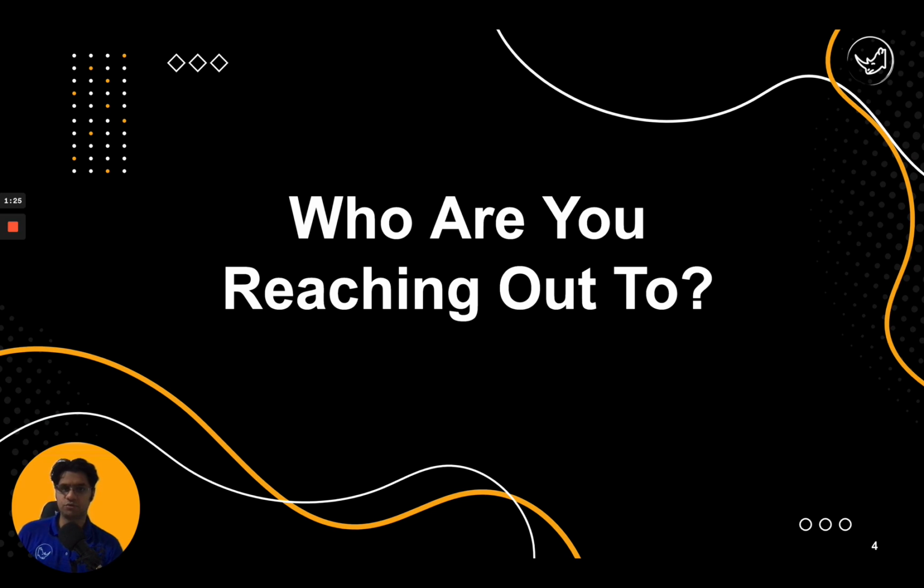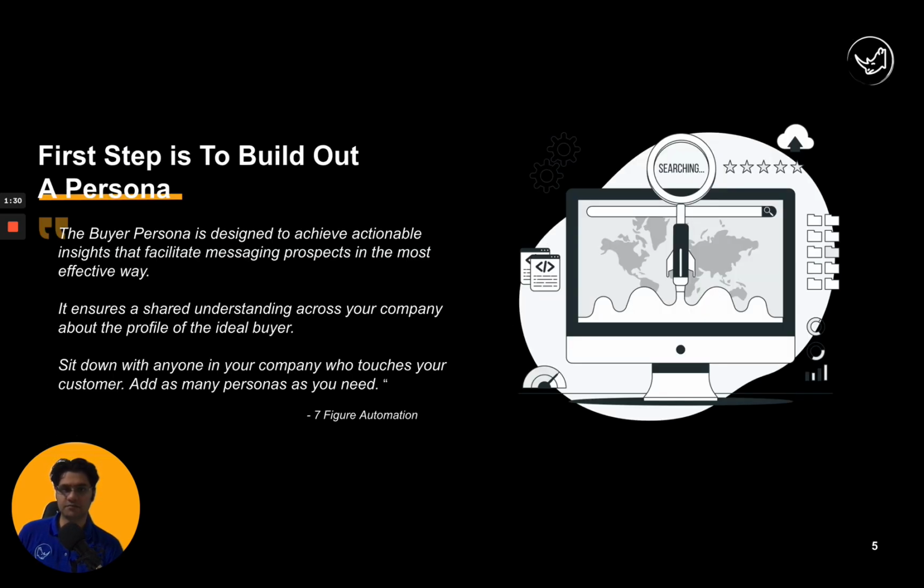Let's dive into who you are reaching out to, which is a question that I feel like not enough people ask. The first step we want to do is build out a persona. An ideal customer profile is also what it's called, or an ideal customer persona. I like this definition, which I got from another agency called Seven Figure Automation. They say that the buyer persona is designed to achieve actionable insights that facilitate messaging prospects in the most effective way. It ensures a shared understanding across your company about the profile of the ideal buyer.